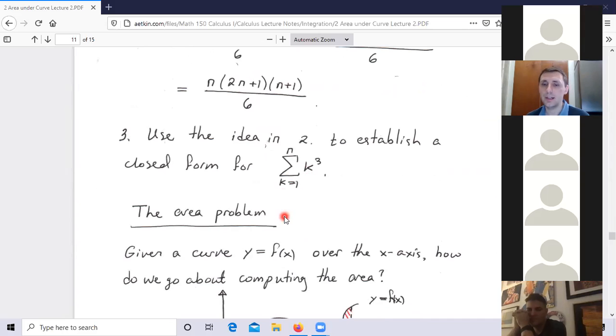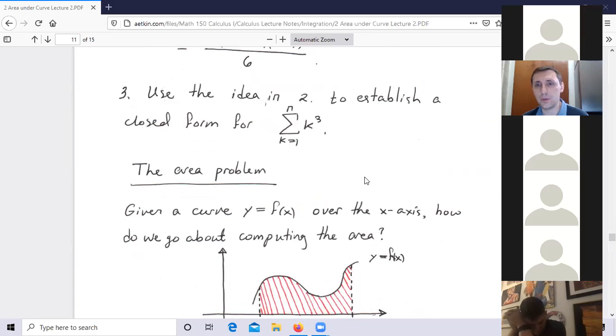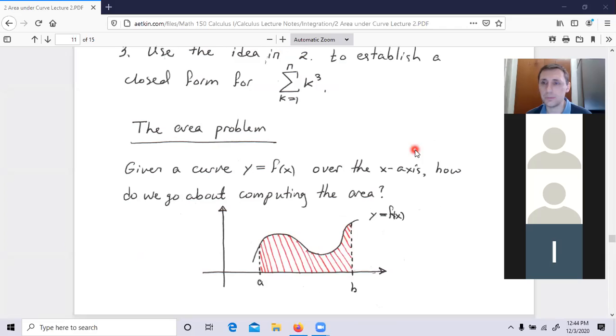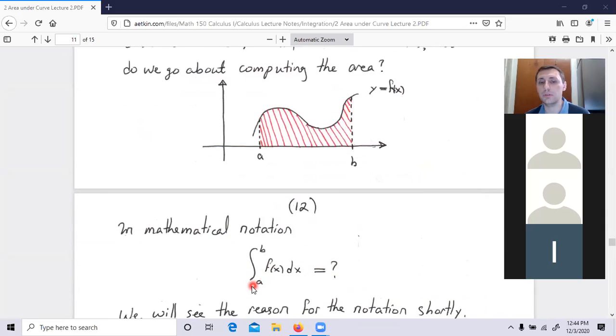Okay, now here is the area problem. That's a central problem of integral calculus. Given a curve y equal to f of x over the x-axis, how do we go about computing the area? In mathematical notation, this will be the integral from a to b of f of x dx. That's what we are interested in.